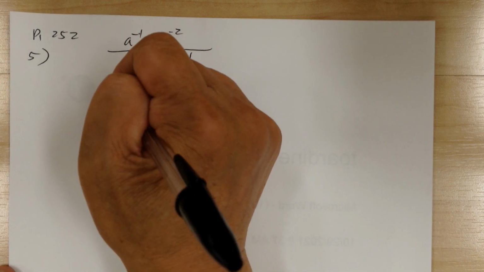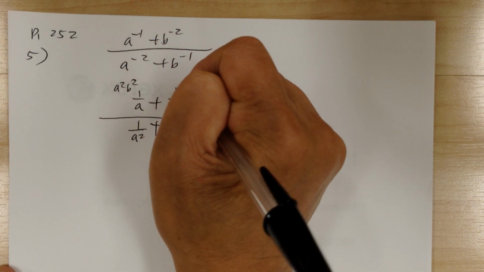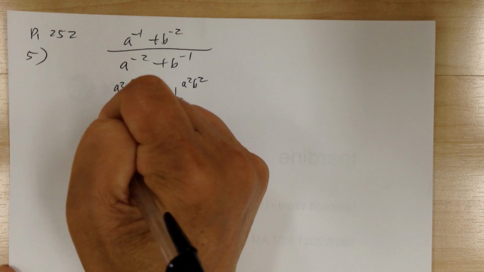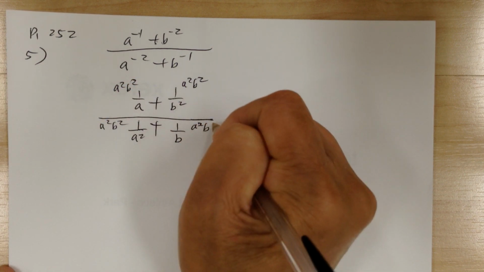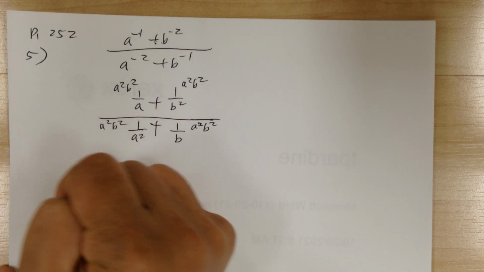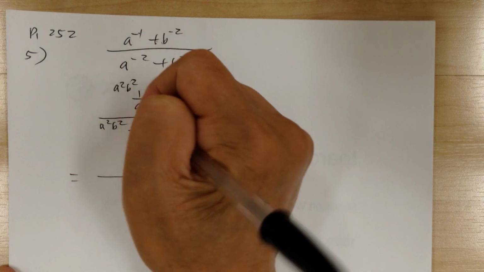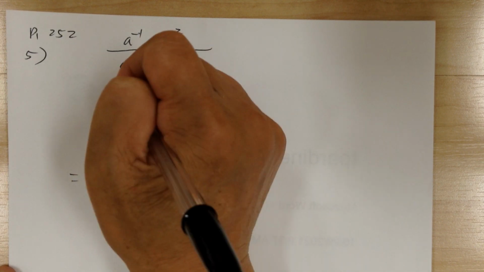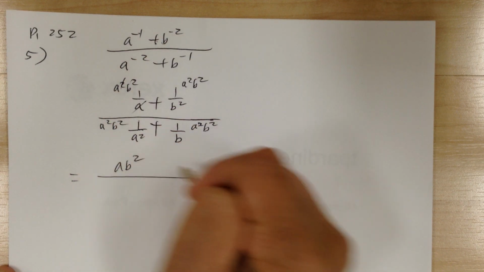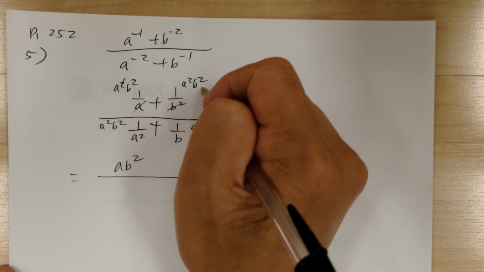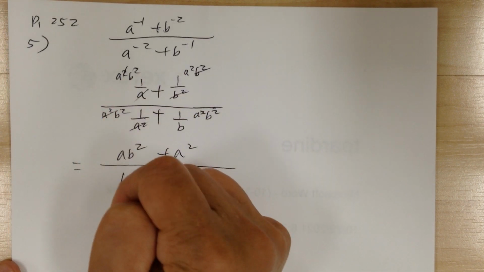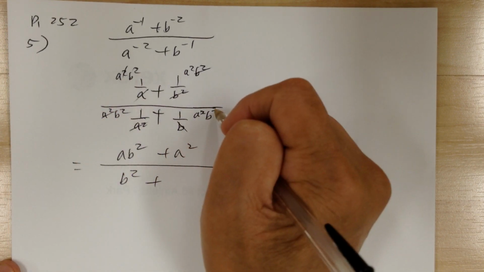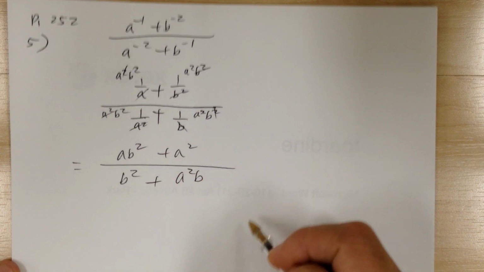So LCD would be a squared b squared, multiplied by each term. Okay? So that way you can visualize, you can cancel. So this cancel with that, so you're going to get ab squared. This cancel with that, so you're going to get plus a squared. This one, the a squared cancels, so you can get b squared. This one, b cancels, so you're going to get a squared b.